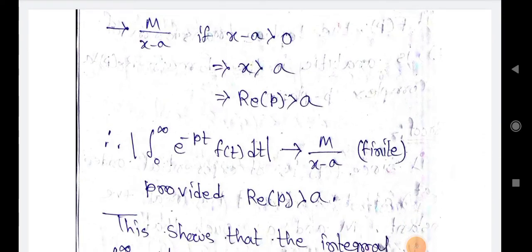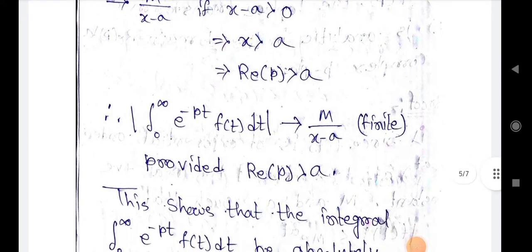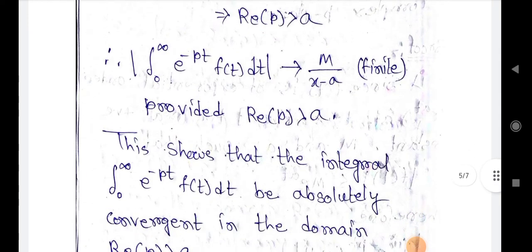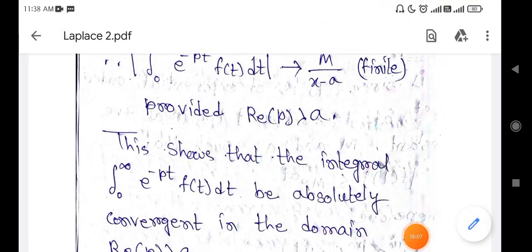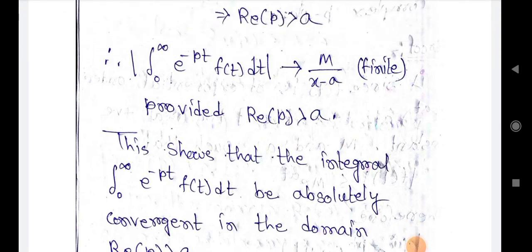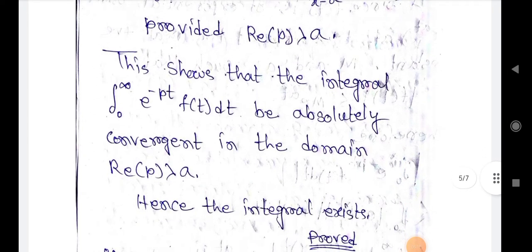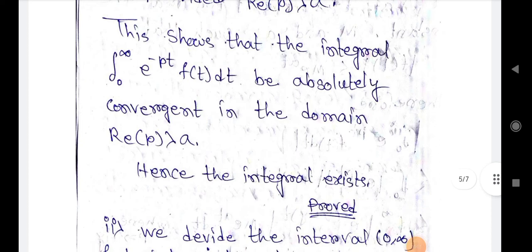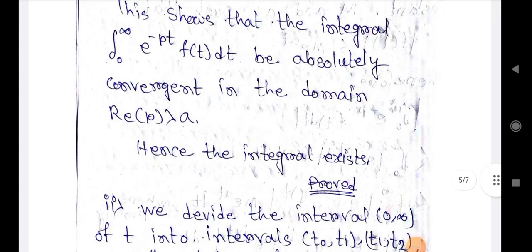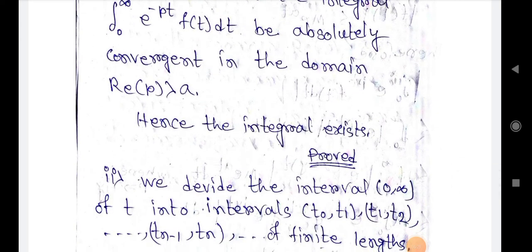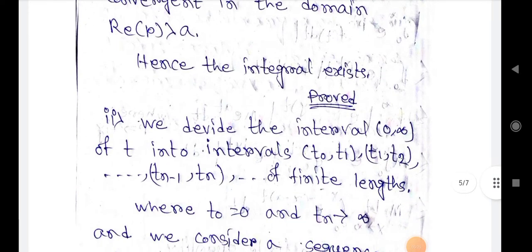If x minus a is greater than 0, this implies x greater than a, which implies real p greater than a. So, mod of the integral from 0 to infinity of e to the power minus pt f(t) dt tends to M by (x minus a), finite, provided real p greater than a. This shows that the integral from 0 to infinity of e to the power minus pt f(t) dt is absolutely convergent in the domain real p greater than a. Hence the integral exists. Proved.